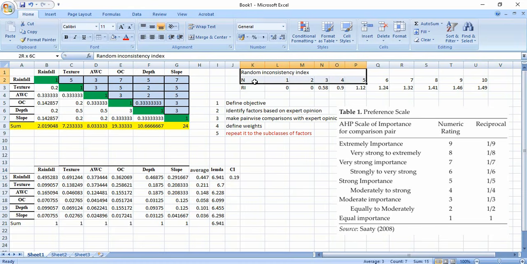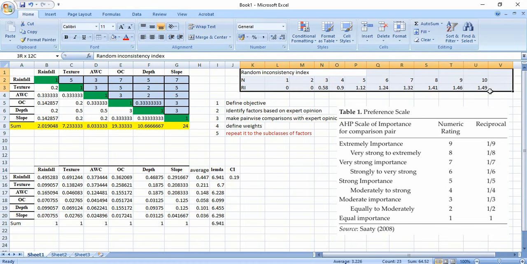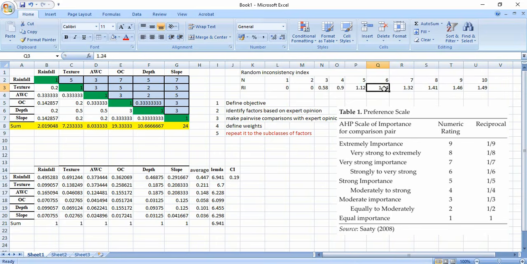And this table is also given by Saaty. Here for 6 parameters the random consistency index is 1.24. I am writing the random consistency index here. Now you have to calculate the consistency ratio, which is this divided by this. It is 0.15.